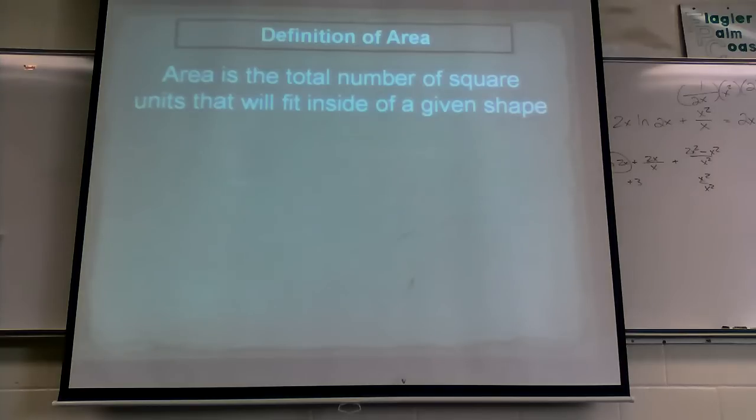Area is the total number of square units that fit inside a given shape. And by shape, we're talking about flat shape. This is all the two-dimensional stuff. Everything is flat. So if you talk about painting a wall, if you need to find how much paint you needed for a wall, that would be area. Okay? Or how much flooring to put down, that'd be area. So it's all flat measure.